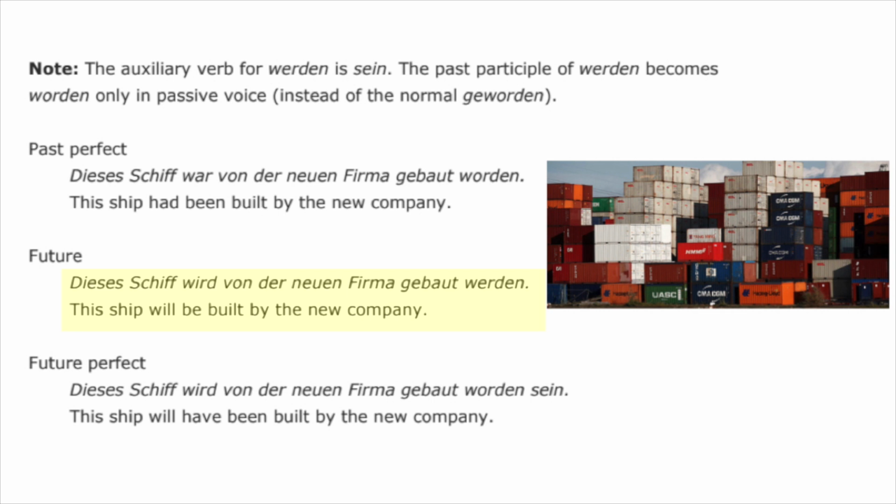This is exemplified concretely by the sentence, dieses Schiff wird von der neuen Firma gebaut werden. We have two werden appearances here. The first one, once again, putting it in the future tense, dieses Schiff wird, and the second one, appearing after the past participle gebaut, which is the action that happened to the ship, appearing at the very end.